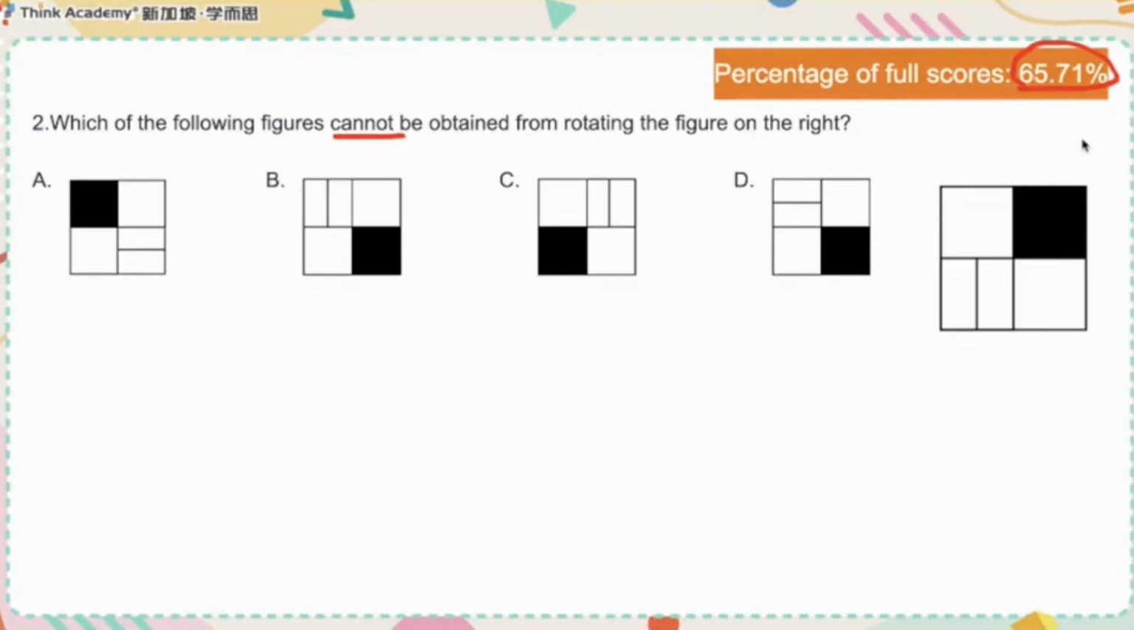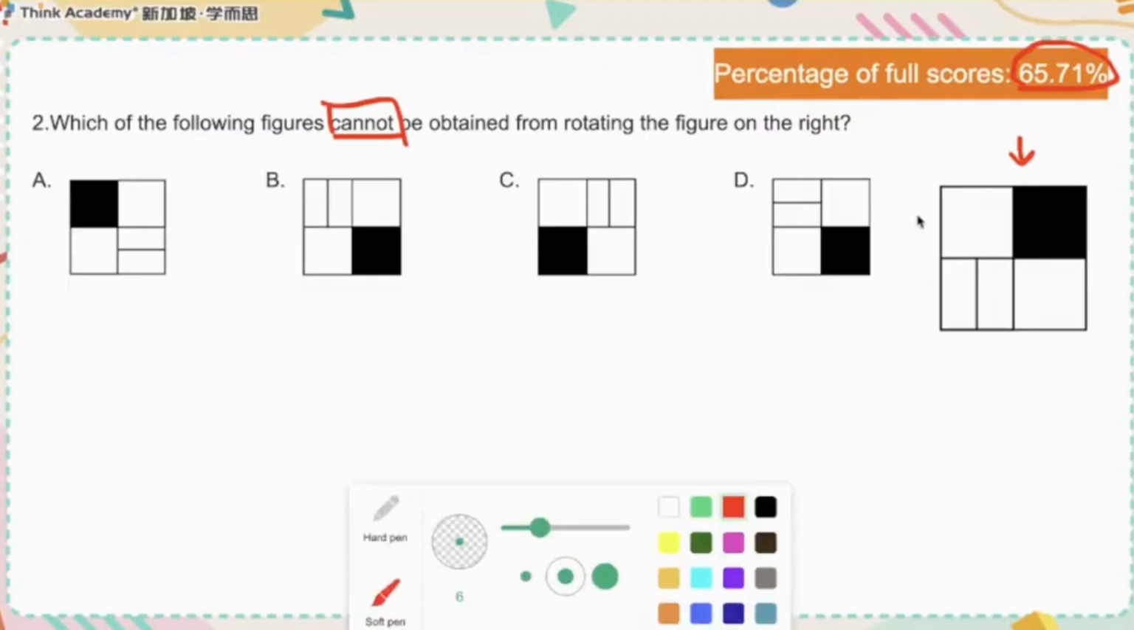It is really important before you start, because I know many of you never remember you need to choose cannot. So each time when you are reading a question, you always underline the keyword, okay, to remind yourself. So everyone, let's take a look. Which one of the following figures cannot be obtained from rotating the figure on the right side? Actually, there is a tip and trick. Later, I will teach you how to do it, but right now, let's observe how the figure looks.